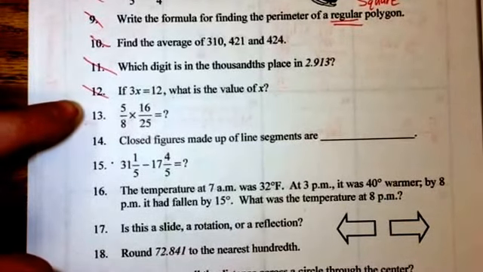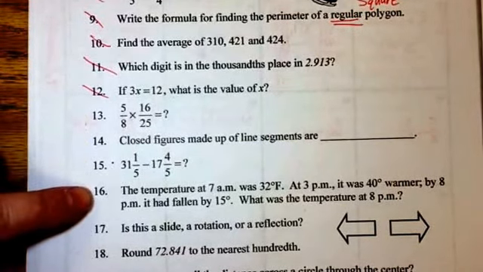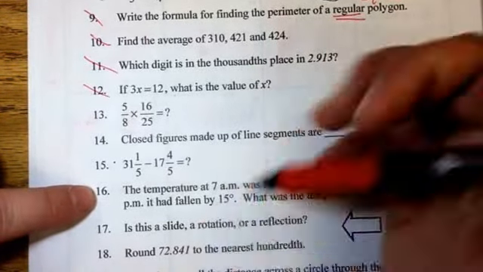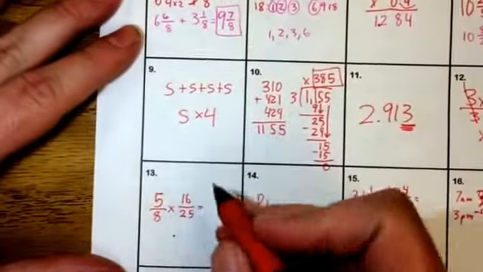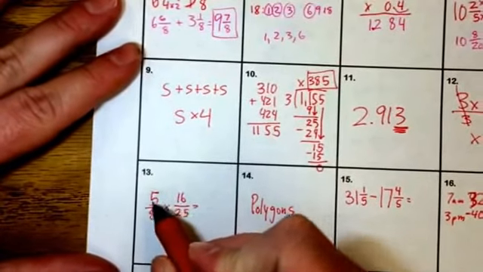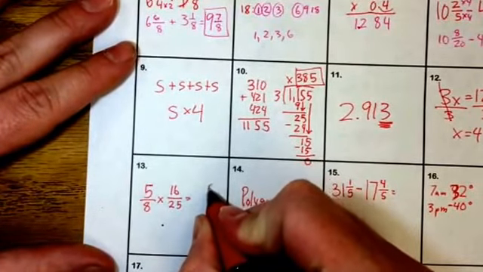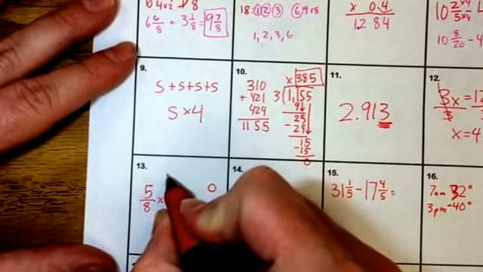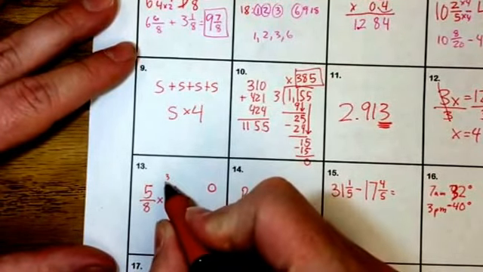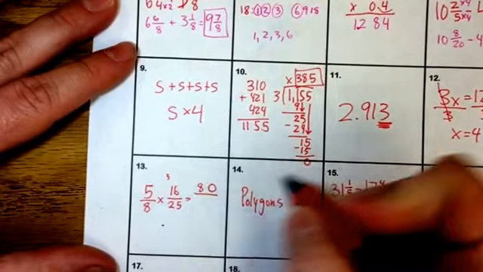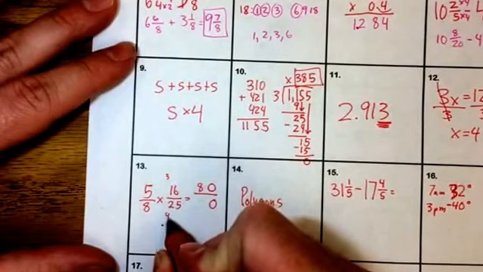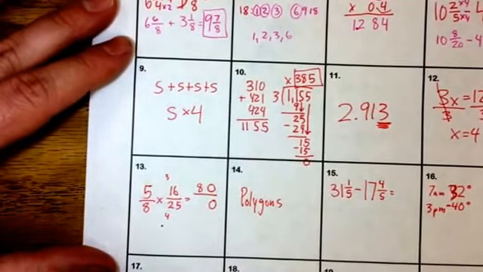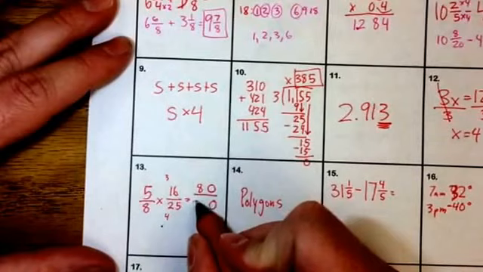So today we've got problems number 13 through 16 to do. Problem number 13, we've got 5/8 times 16/25. Let's take a look at that. 5 times 16. Well, I know that 5 times 6 is 30. I put my 0 over here, carry my 3. 5 times 1 is 5, 6, 7, 8, so I get 80. And then 8 times 5 is 40. I put my 0 over here, carry my 4. 8 times 2 is 16, 17, 18, 19, 20.